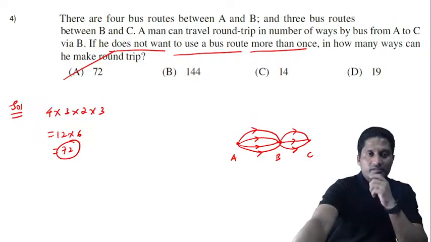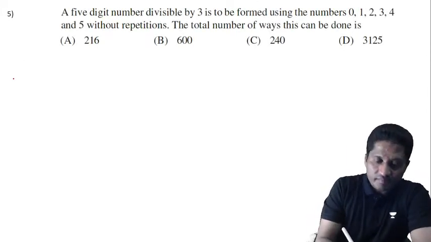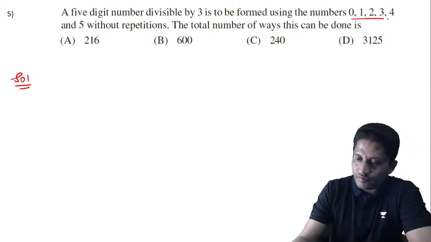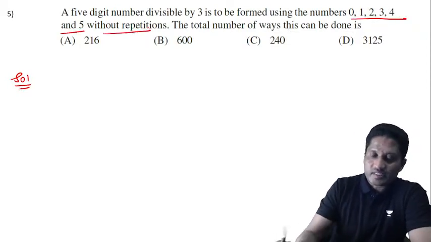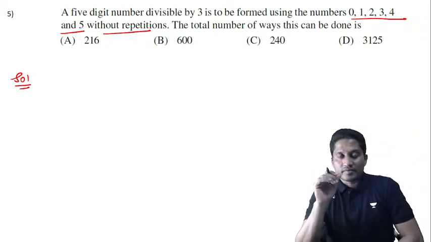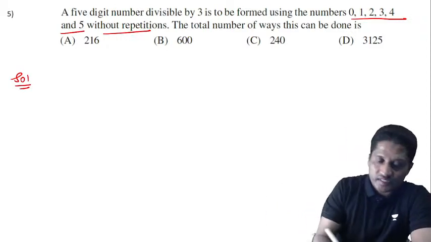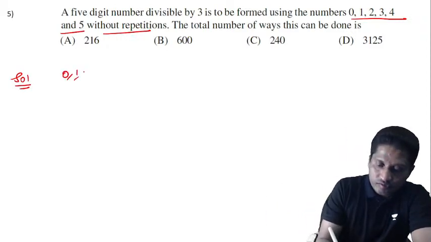Right? Let's move to the next question. A 5-digit number divisible by 3 is to be formed using the digits 0, 1, 2, 3, 4, 5 without repetition. The total number of ways this can be done is, the number will be divisible by 3 when the sum of the digits is divisible by 3. So I need a 5-digit number which should be formed using 1, 2, 3, 4, 5.